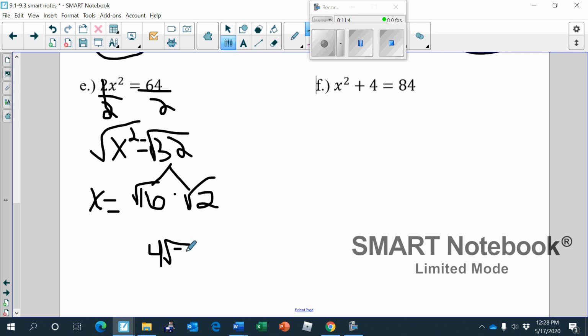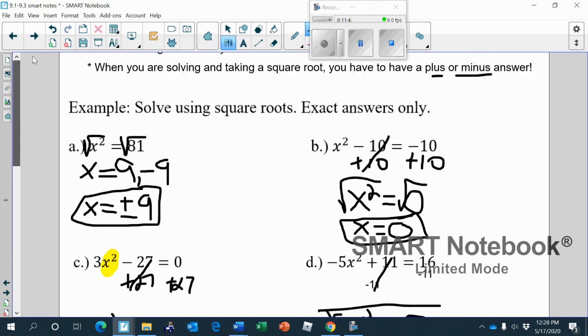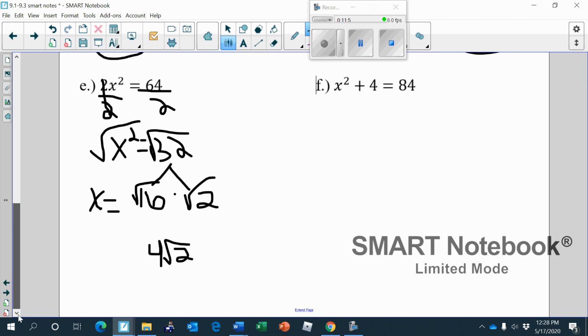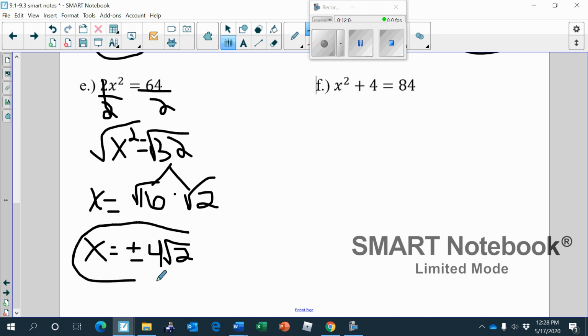And remember my second note: no matter what, just because it's not a perfect square, when you're solving and taking a square root, you have to have a plus and minus answer. So x equals plus or minus 4 root 2. I'm just going to write my x equals over here. So your answer is x equals plus or minus 4 root 2. That's why we had to simplify in 9.1.